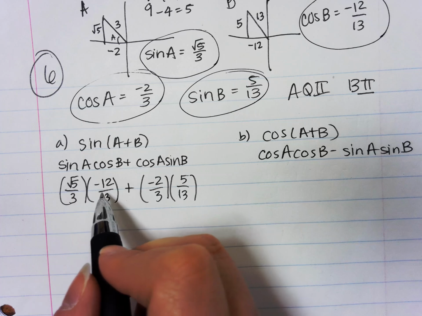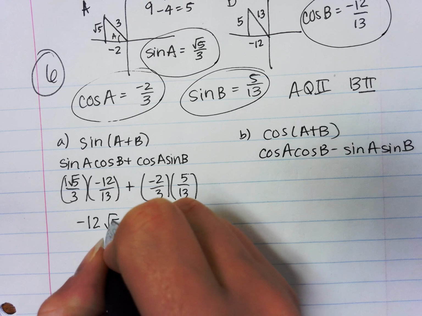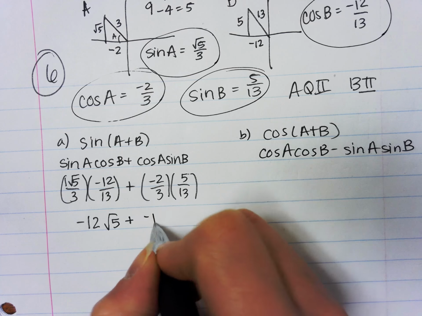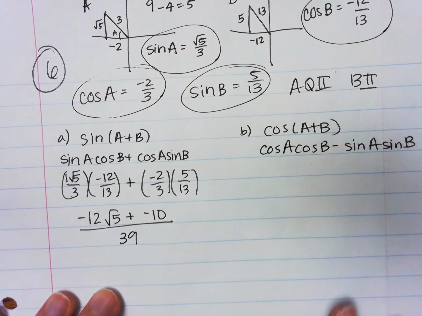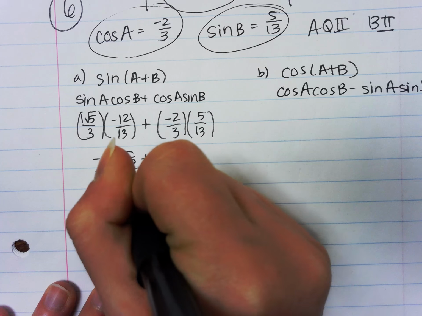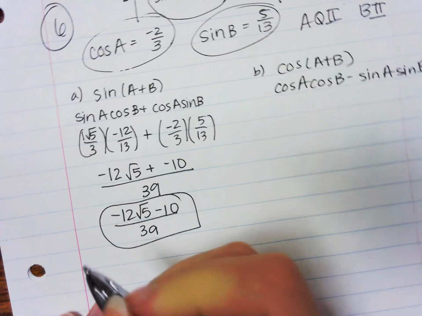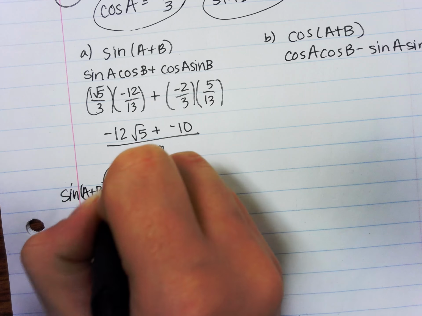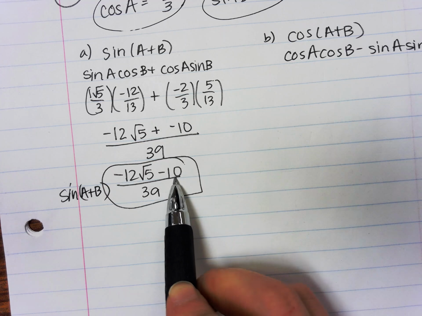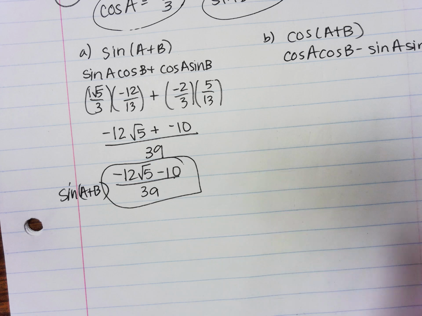This stuff we can just multiply the numbers out front, which is just 1 in this case. We just combine them as negative 12 root 5 plus negative 10. And these are going to have a common denominator, so I'm just going to put them in a common denominator already. And 3 times 13 is 39. So this is the sine of A plus B. And we cannot simplify that any further. We can't combine this negative 12 and this negative 10 to make negative 22 because we don't have a root 5 here. So we leave this as it is, just like that.